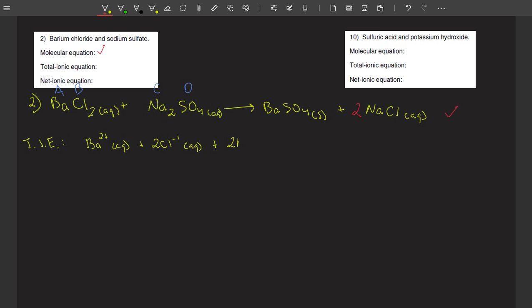Sodium, there's 2 sodiums, see that subscript there? Each one has a +1 charge, and it's aqueous. Then we have 1 sulfate, right? That is also aqueous with a -2 charge. Okay, reaction arrow. Barium sulfate, because it's solid, we leave it alone.